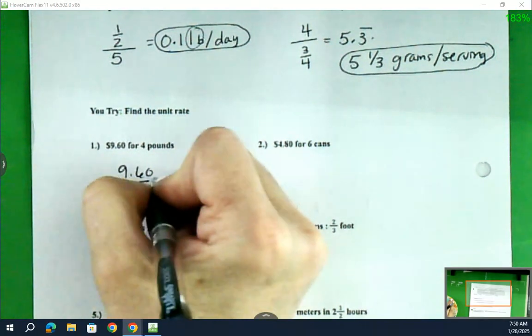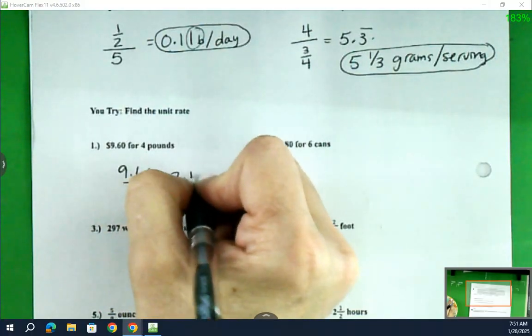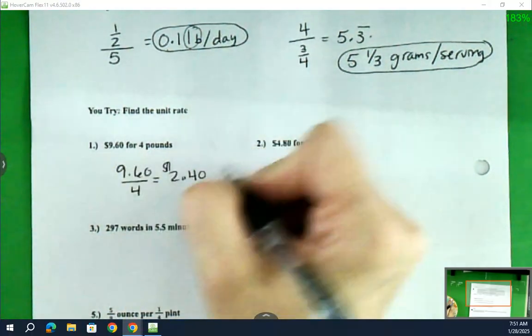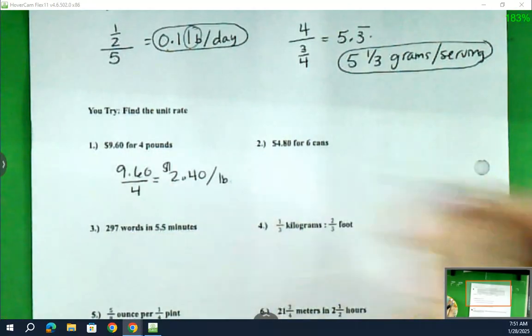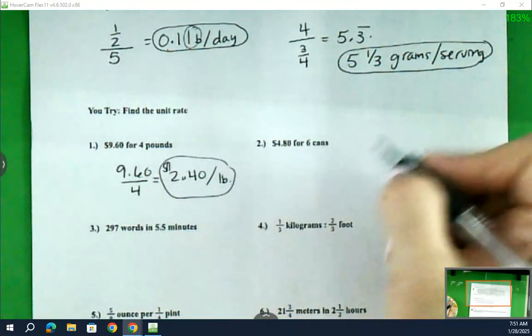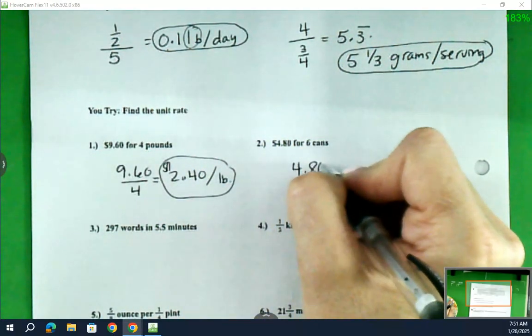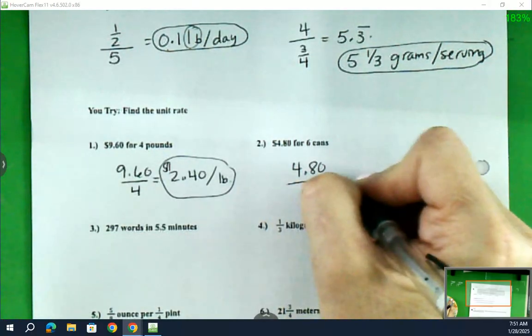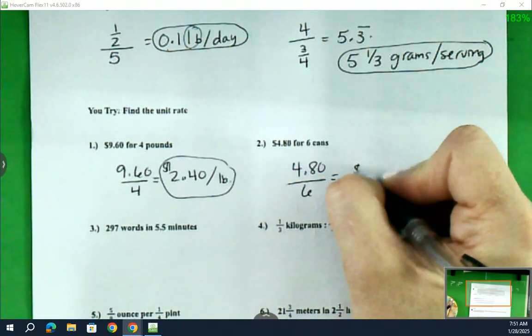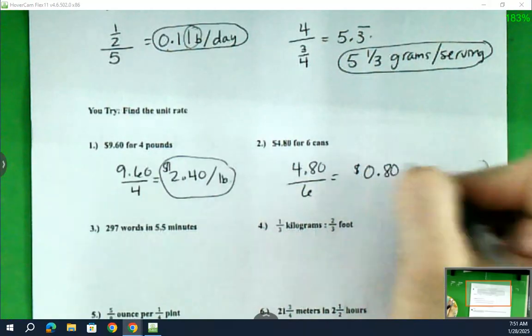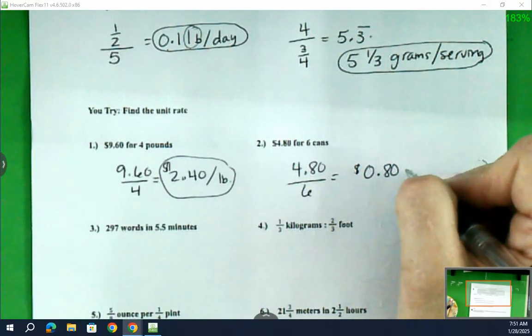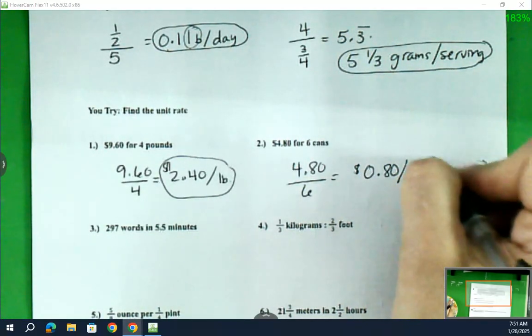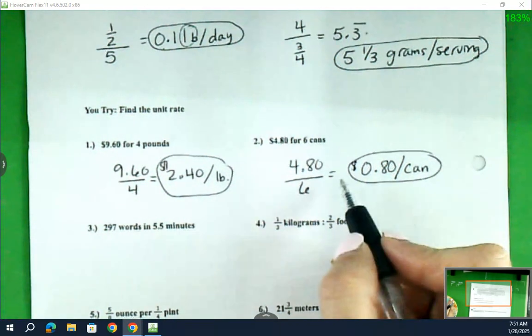960 divided by 4 is 240. So we're going to have $2.40 per pound. Here we have $4.80 divided by 6 cans, and that works out to be 0.80, so 80 cents per can. Dollar sign goes out in front.